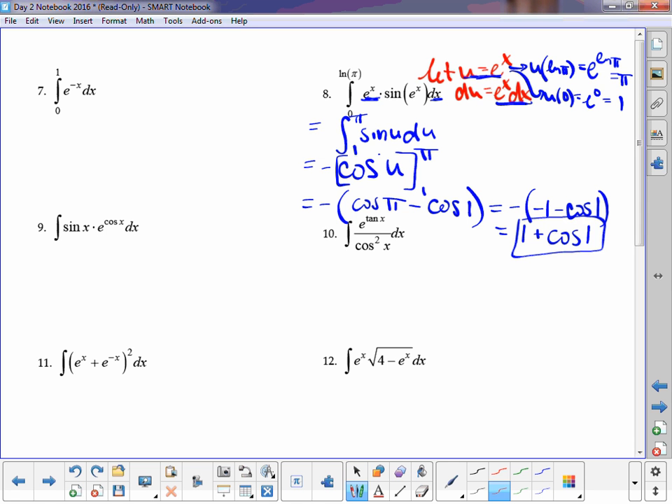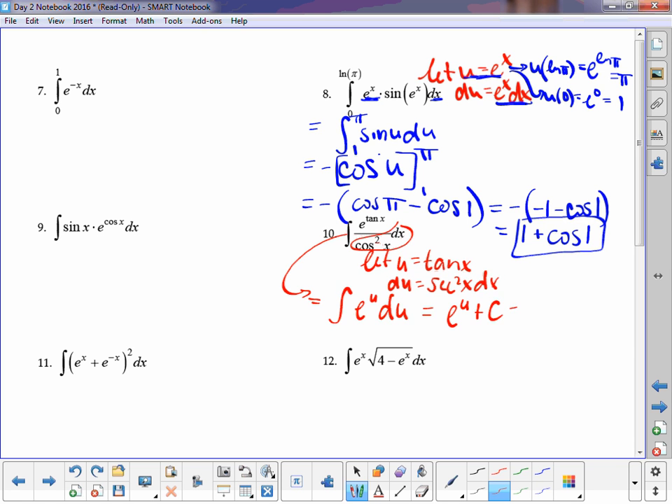Alright, so this one ends up not being very bad. So we have let u be tangent x, and as we said, du is secant squared x dx, which we see represented there. So when we do our u sub, we get the integral of e to the u du, which gives us e to the u plus c, which is just simply e to the tangent x plus c.